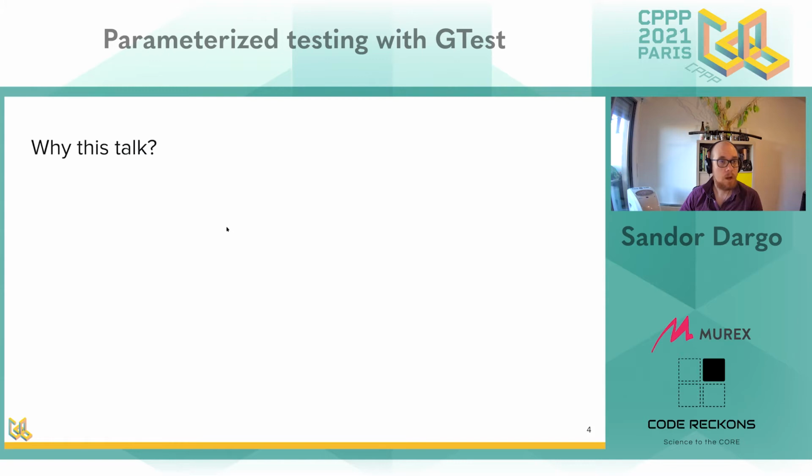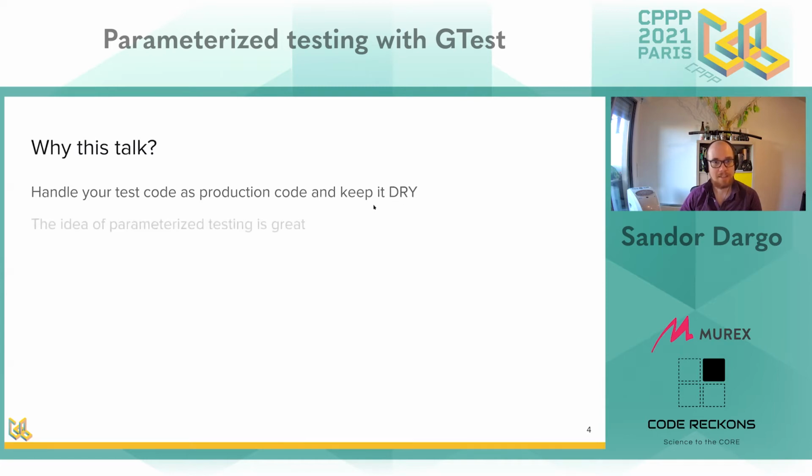So why did I think that this should be a good topic to talk about? Because I think that, well, you should handle test code as you handle normal code. You should approach it with the same quality requirements, and therefore you should try to keep your test code DRY. You should not repeat yourself. So if you're not familiar with this abbreviation DRY, it stands for don't repeat yourself. And parameterized testing is a great tool to achieve that.